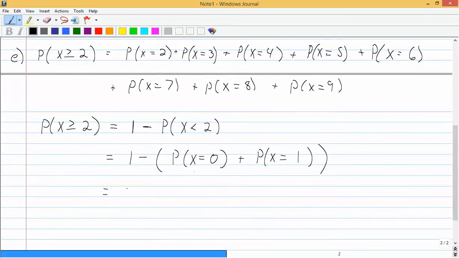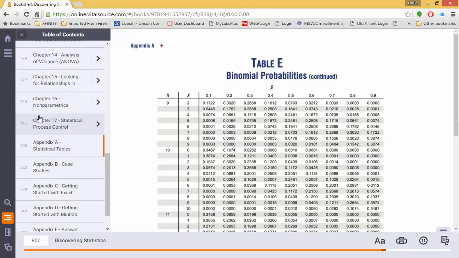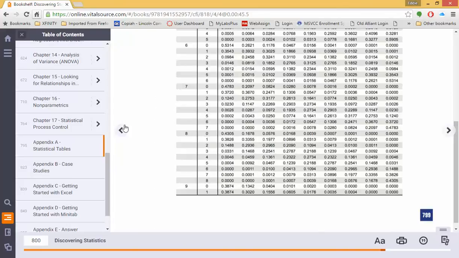So I would need to say 1 minus and then add those two up. So if I go back to the table, I'm here at 9, I need the probability for 0 and the probability for 1. And we've already found those. We found those in the other problem, right? So we do have them already written down. It's the 0.3874 and 0.3874.